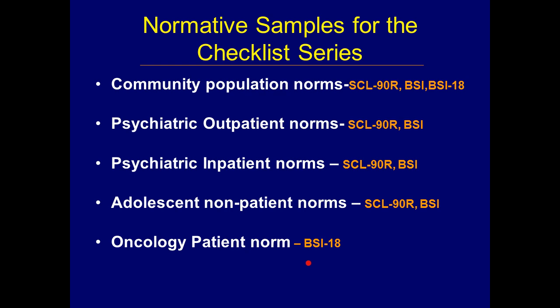Now, the normative samples for the checklist series, and this just lists them, have community norms, psychiatric outpatient norms for some of the tests, inpatient norms, adolescent non-patient norms, and we do have a very good oncology patient norm for the BSI-18.